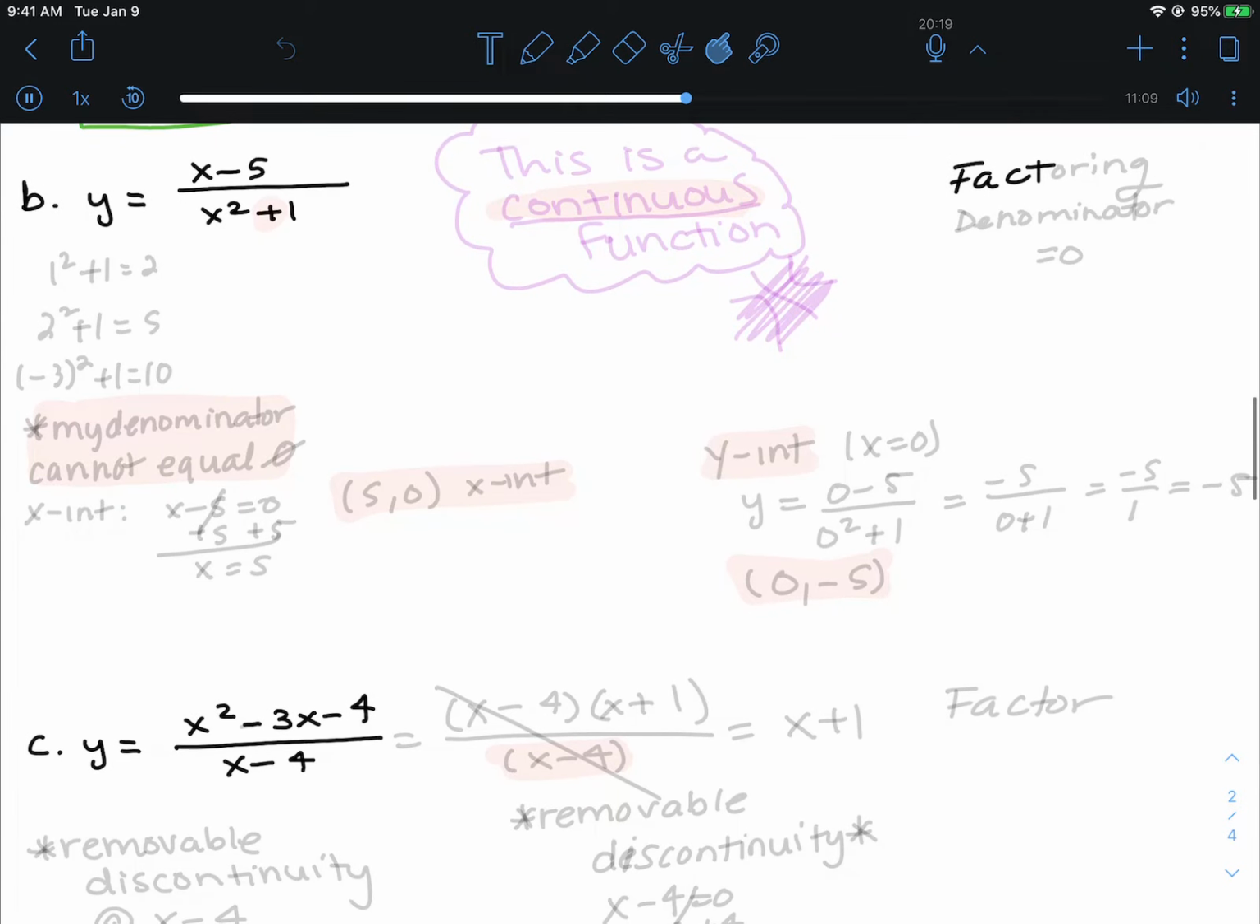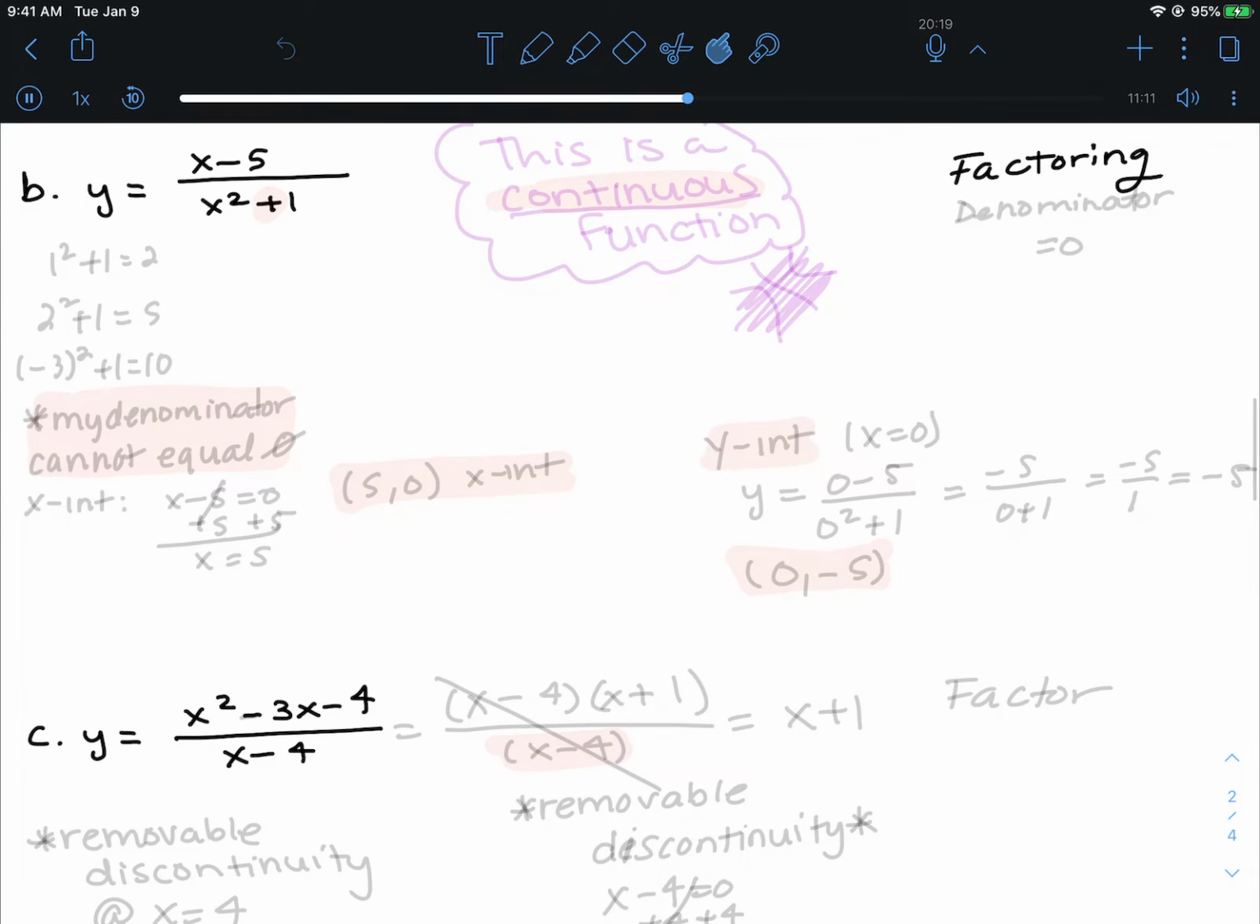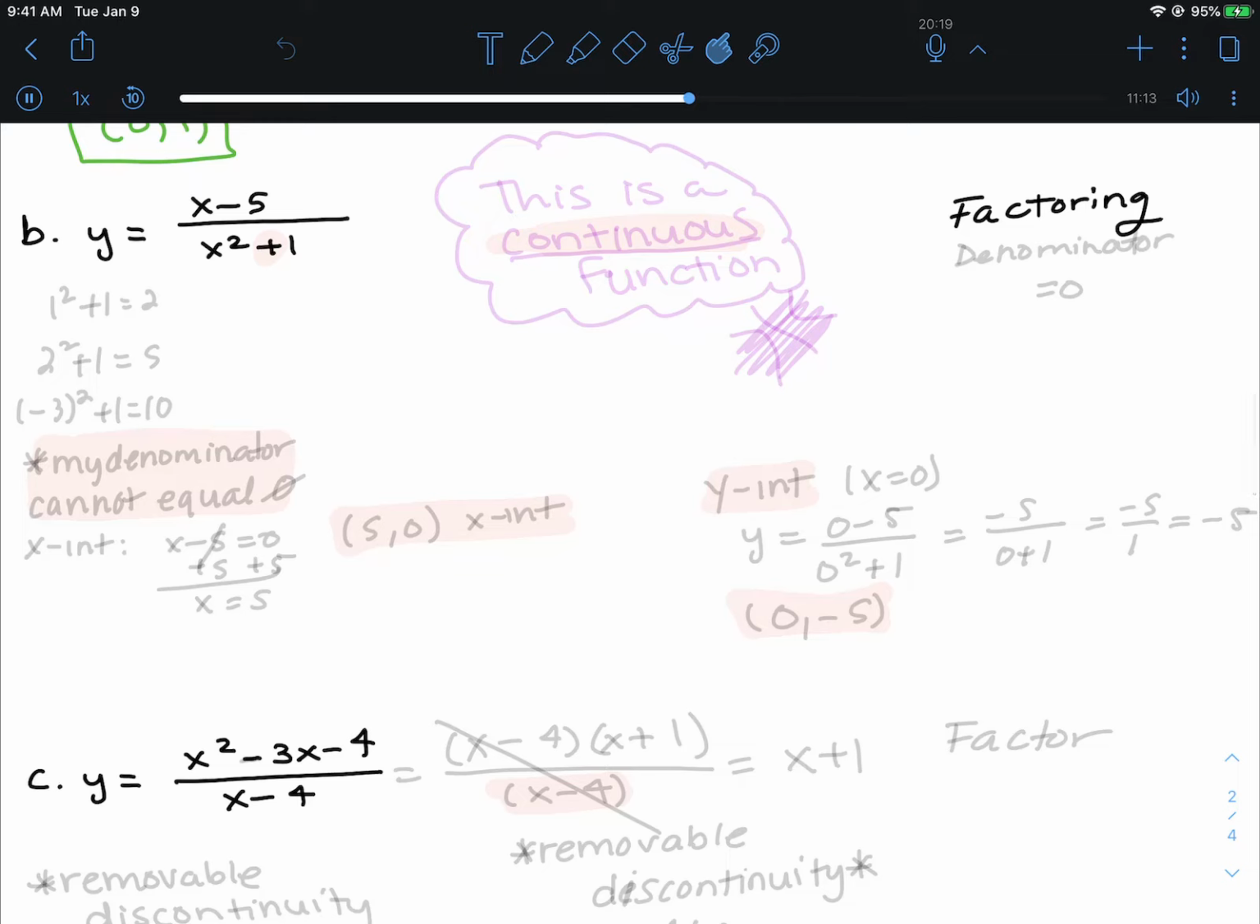Now if I look at this, is there anything that I can factor? Well, the numerator is already factored. The denominator, you cannot factor it because you cannot do difference of squares since this right here is a plus sign. So that's already as simplified or as factored as it can get.